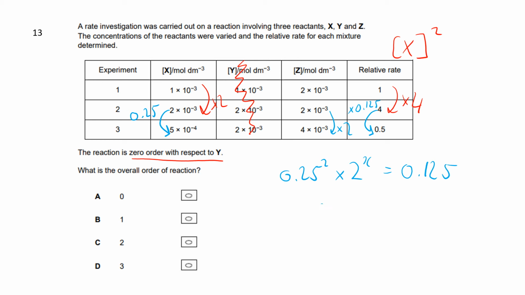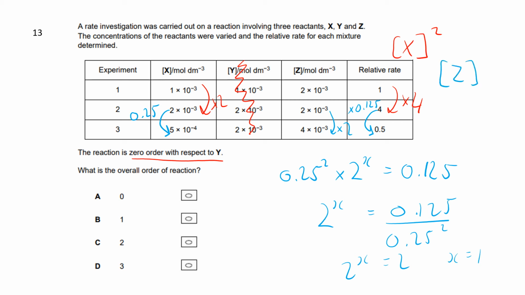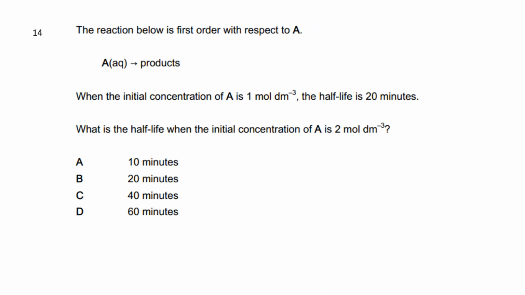Okay, basically 2 to the z equals 2, so z equals 1. Therefore, the order of z is 1. So the overall order, we get there in the end, is 3. So that gives you D.